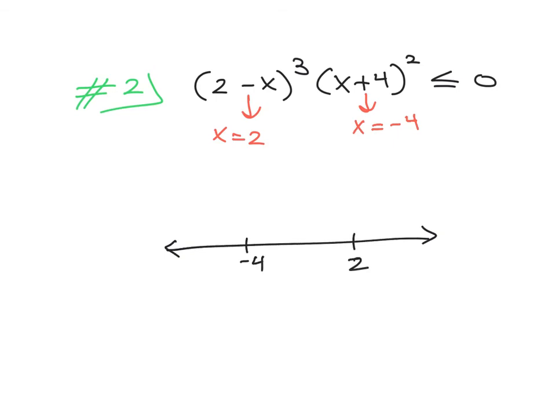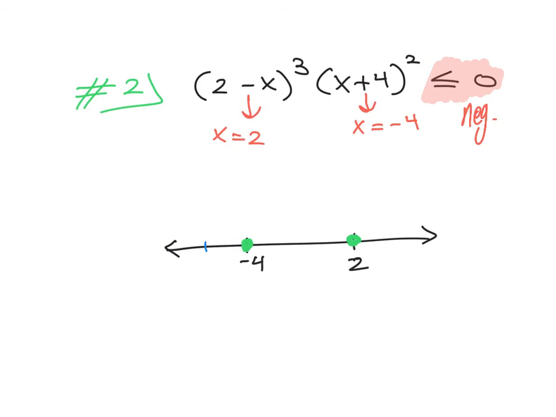So this was a little bit less work because I have only 3 places to test. Again, it is less than or equal to 0. That means that I want those roots to be part of my solution. So I'm going to put a closed circle on them. And I need something that's less than or equal to 0, which means negative. So if I test the points and it gives me something that's negative, I take that as part of my solution.